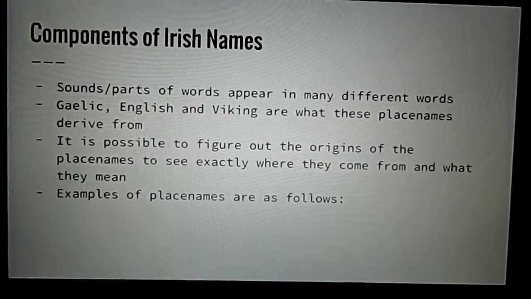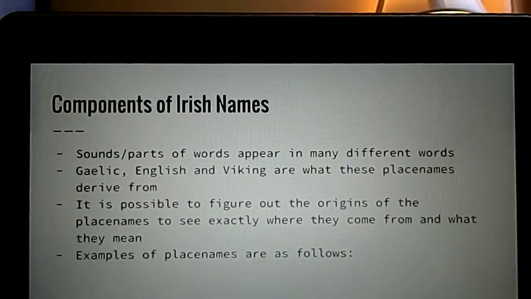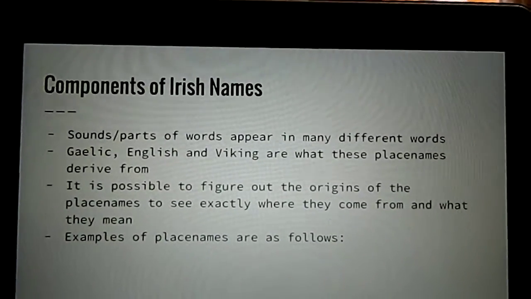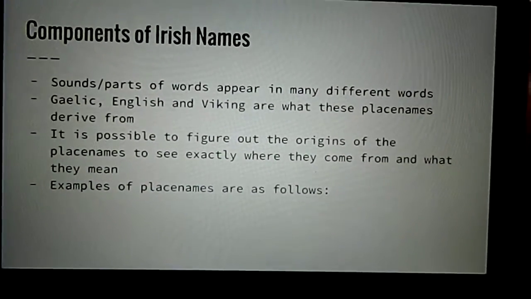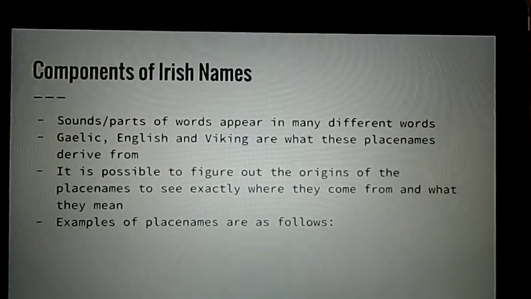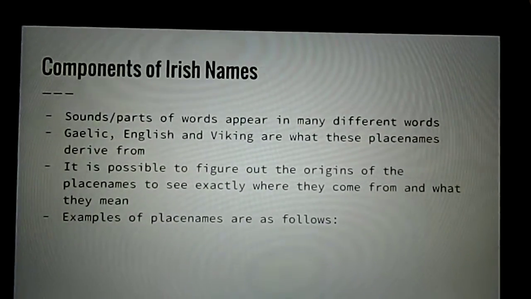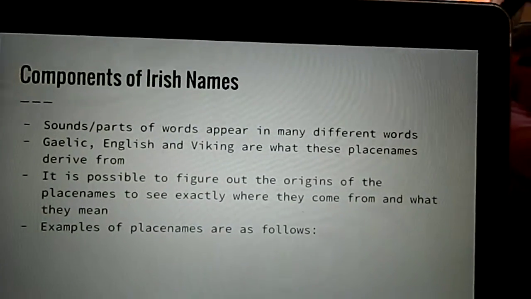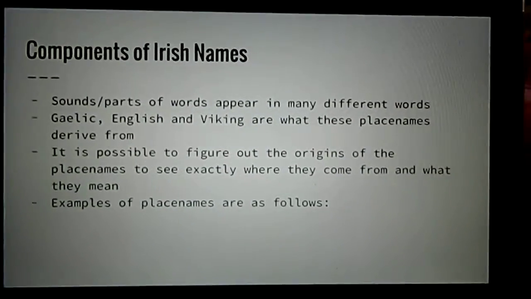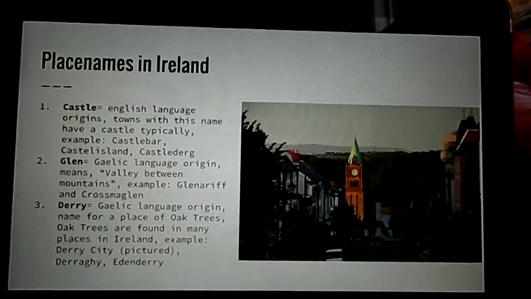So there are different components of Irish names. Sounds and parts of words in Irish usually appear in other words, so you can kind of figure out what they mean. Gaelic, English, and Viking influences are what these place names derive from exactly. And it is possible to figure out the origins of the place names to see exactly where they come from and what they mean. And I have some examples.